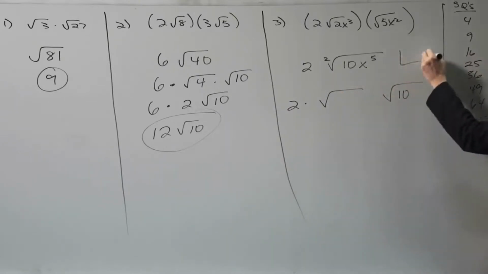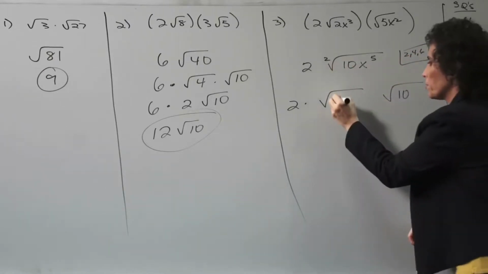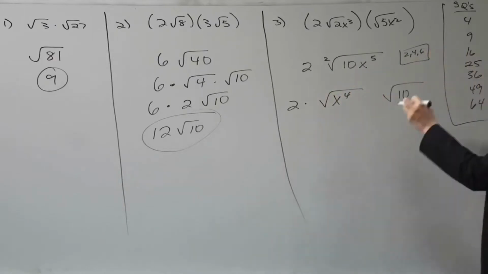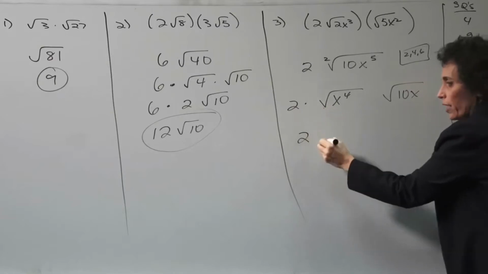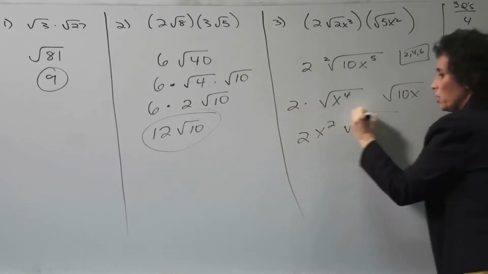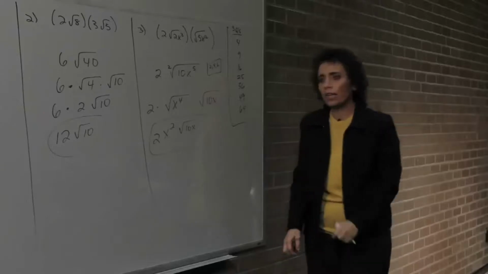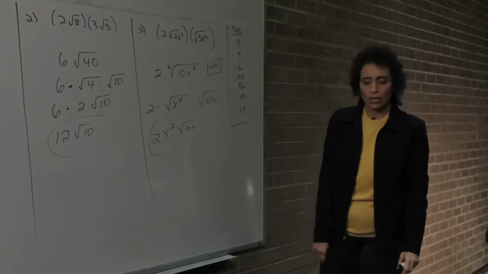Now we have to take multiples of 2. X to the 4th is the closest one without going over, because remember it's got to be even, times x. So now we have 2. Square root of x to the 4th is x squared. Square root of 10x. Done. Awesome. Okay, so we have 3 left that we're going to go over. Okay, so we'll take a look at that in a second.